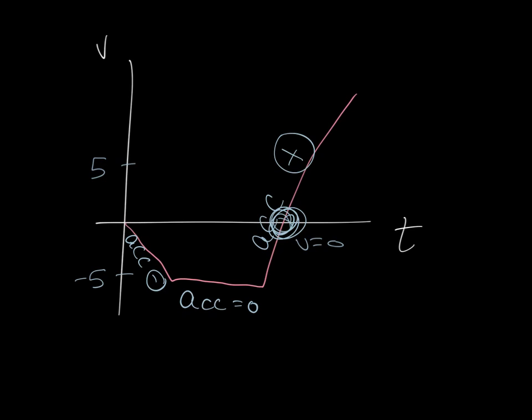So I'm moving with negative velocity. Acceleration pushes me more to negative, so I'm going faster, I'm speeding up. But if I'm moving with a negative velocity and acceleration is pushing back, I'm slowing down.